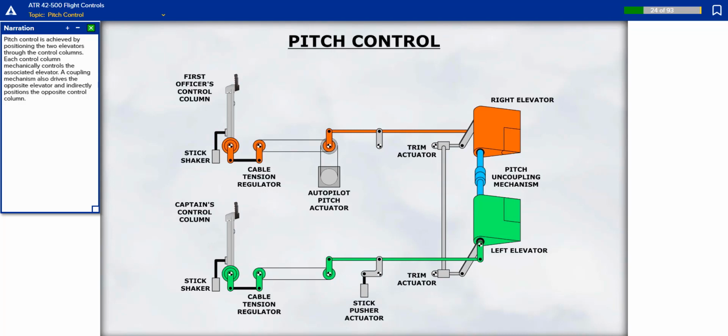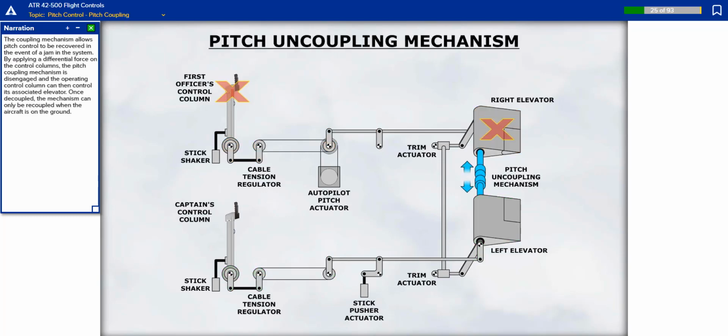Pitch control is achieved by positioning the two elevators through the control columns. Each control column mechanically controls the associated elevator. A coupling mechanism also drives the opposite elevator and indirectly positions the opposite control column. The coupling mechanism allows pitch control to be recovered in the event of a jam in the system.